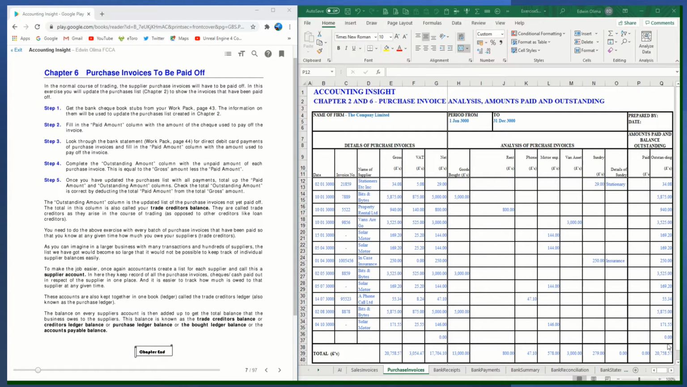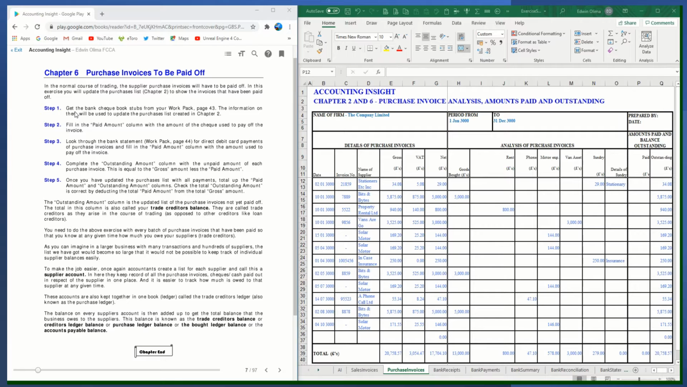In this case, because I'm using Excel, I've got a formula that will automatically calculate these amounts. If you're working with pen and paper, you need to use your calculator to calculate the outstanding amount. And then I'll explain a bit more about what it is we're seeing here and introduce some accounting terminology.